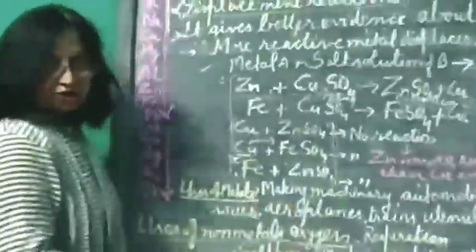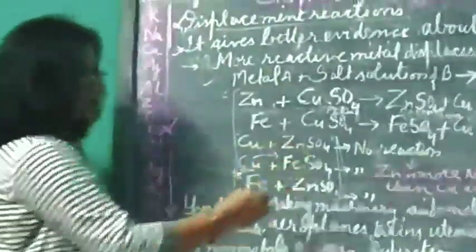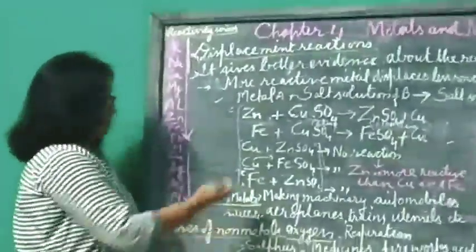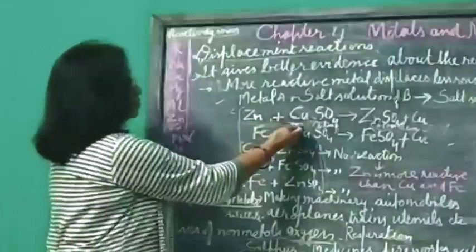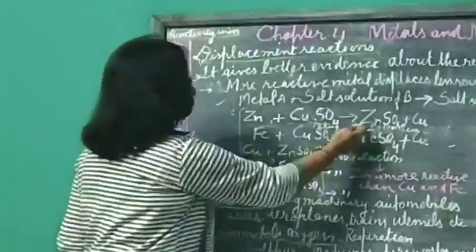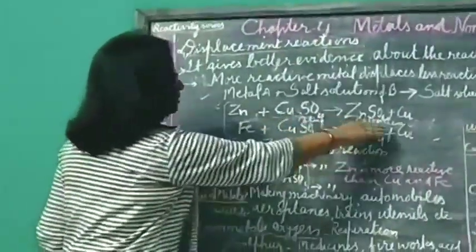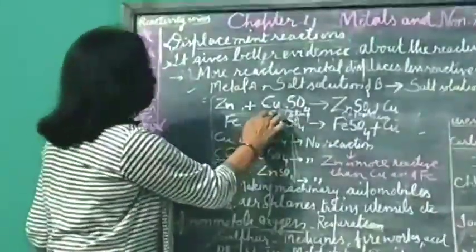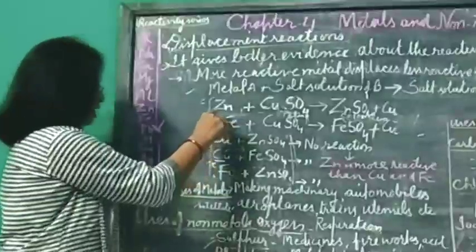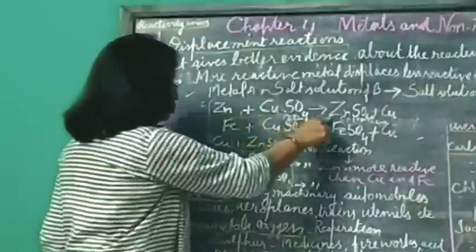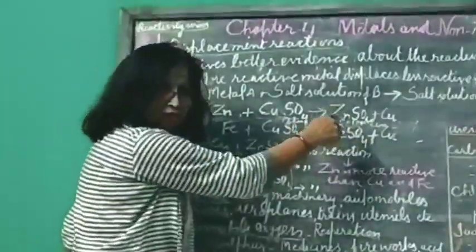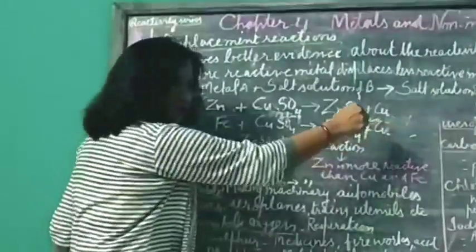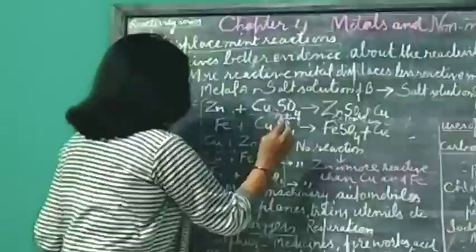What are the changes? Why are all the reactions not similar? Why is copper sulfate sometimes changing its color? Just see here, when zinc reacts with copper sulfate, zinc sulfate is formed and copper is deposited at the bottom of the beaker. Copper sulfate color is blue. After reacting, it changes into colorless. Zinc sulfate solution will be colorless and copper will be deposited at the bottom as a red color.